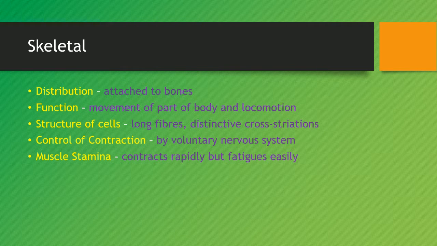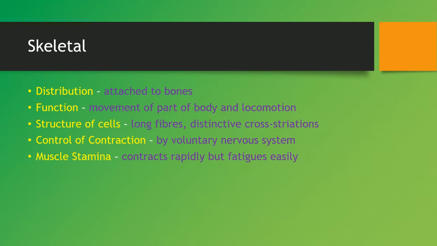So skeletal muscle, then, we're going to talk through it first. The distribution of it is that it's attached to bones. The function is that it provides the movement of the parts of the body and locomotion. The structure of their cells is that they have long fibers with distinctive cross striations. The control of the contraction is by the voluntary nervous system.